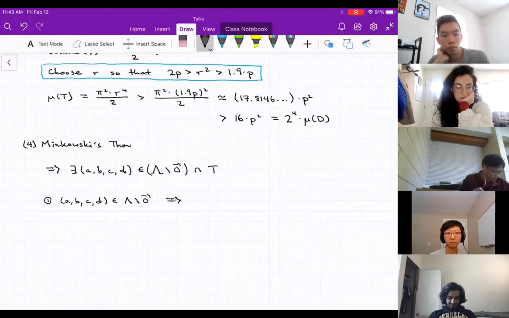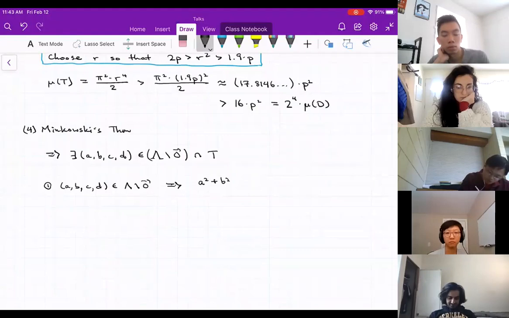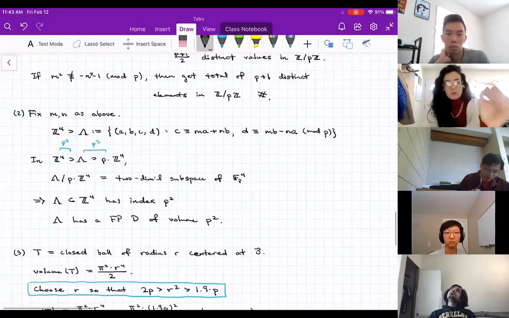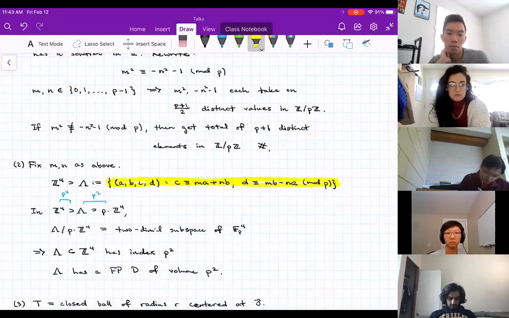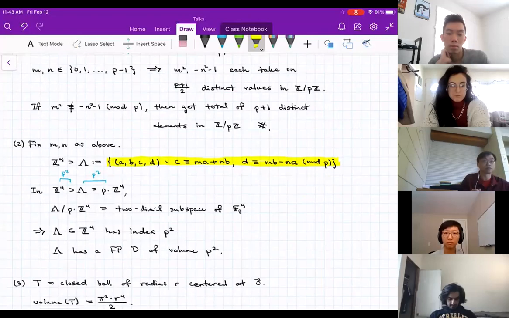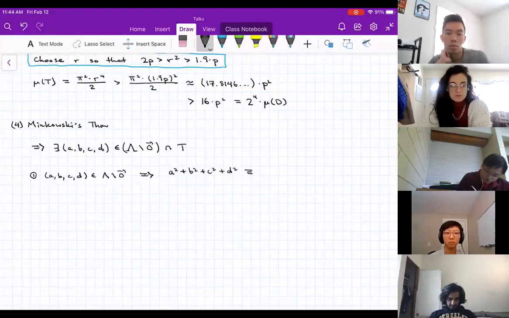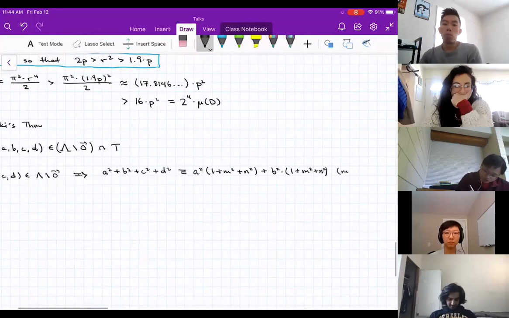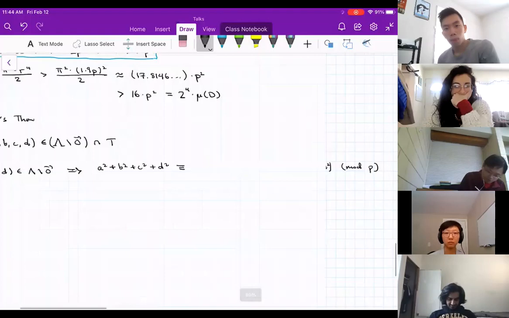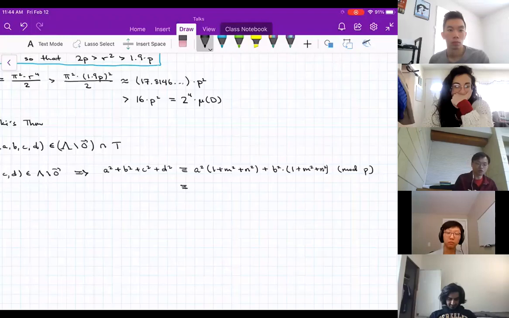well, if we write out the congruence relation, A squared plus B squared plus C squared plus D squared is going to be congruent to, so remember, where is lambda here? Lambda was defined here. So let's replace C and D using those congruence relations. If we do, we see that this is congruent to A squared times 1 plus M squared plus N squared plus B squared times 1 plus M squared plus N squared, and this is all mod P. Just working out the calculations. But M and N are precisely chosen. They're solutions to 1 plus M squared plus N squared is congruent to 0 mod P. So all of this is congruent to 0 mod P.